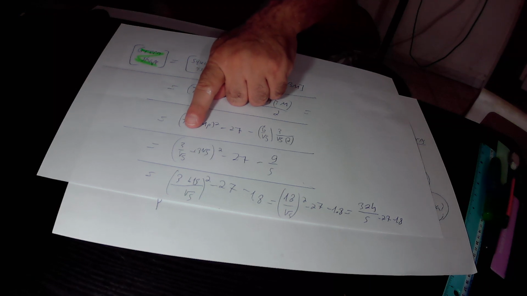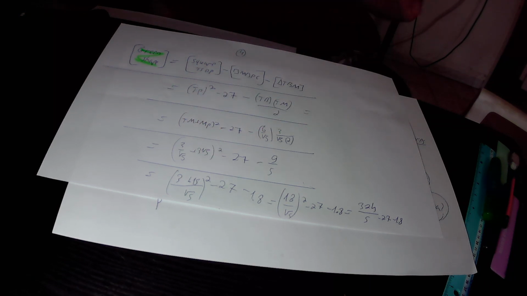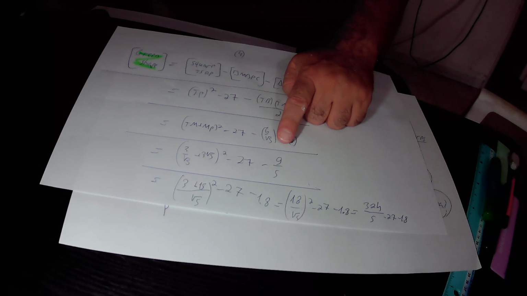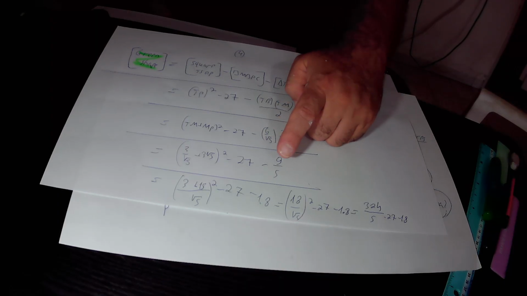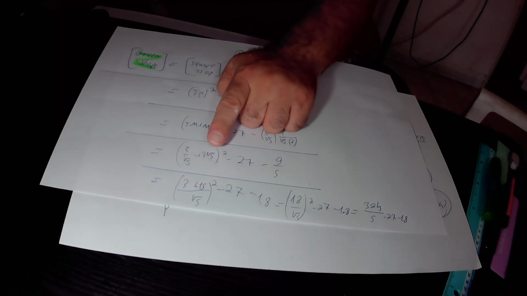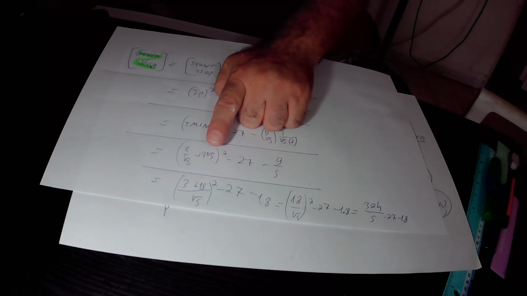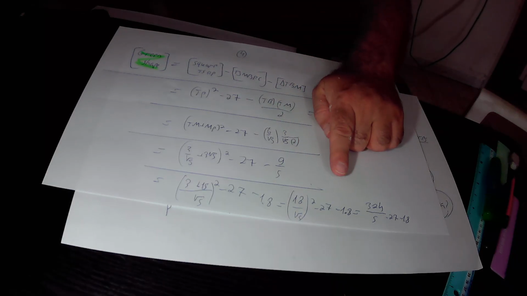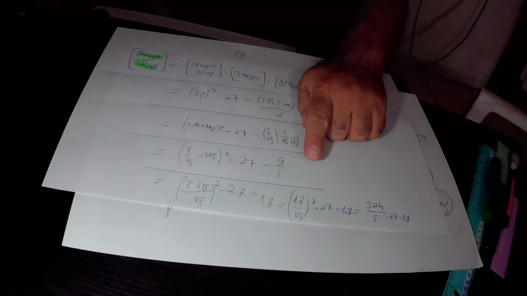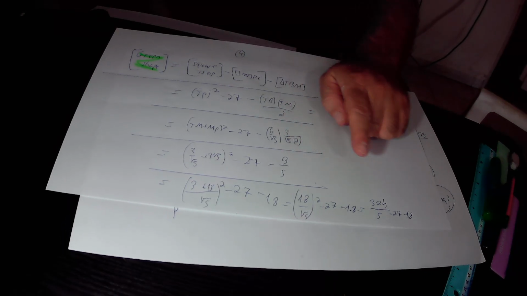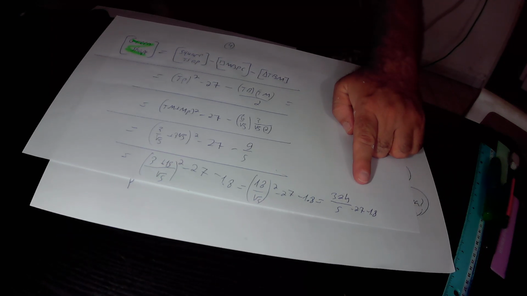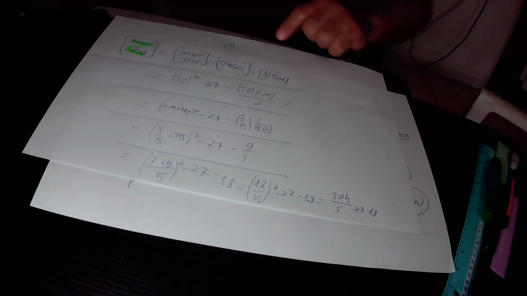So we have 3 plus 15, squared, minus 27, minus 9 fifths, which is minus 1.8. 3 plus 15 is 18. So we have 18 squared over the square root of 5 squared, minus 27, minus 1.8. 18 squared is 324, and the square root of 5 squared is 5. So this expression equals 324 over 5 minus 27 minus 1.8.